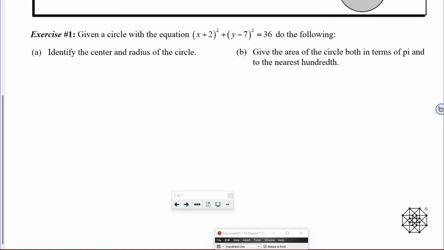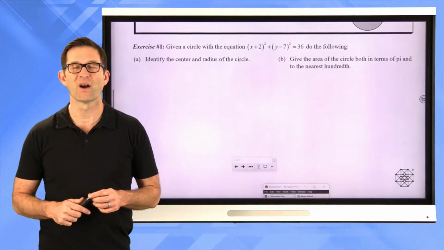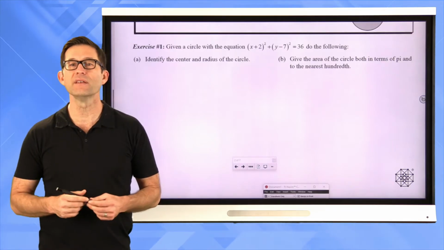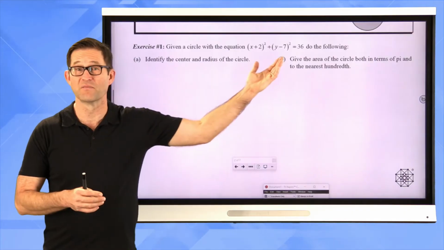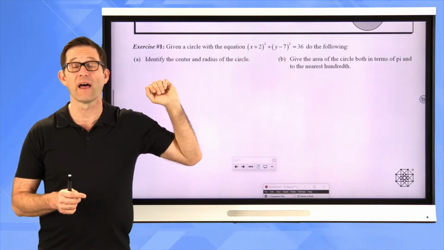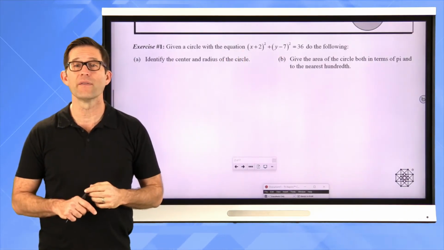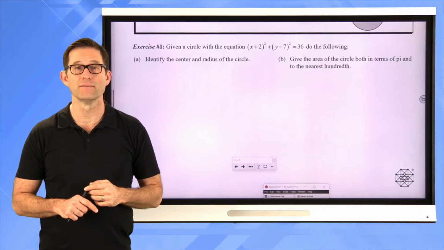Given a circle with the equation (x + 2) squared plus (y - 7) squared equals 36, do the following. Letter A, identify the center and the radius of the circle. All right, well, take a moment. We've obviously done this before, right? We've actually just done this recently in our last unit. So see if you can identify the center and the radius of this circle.